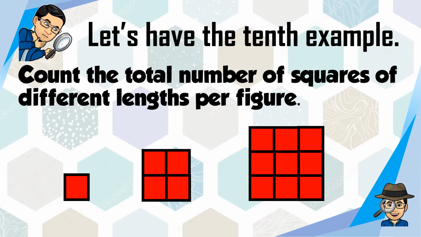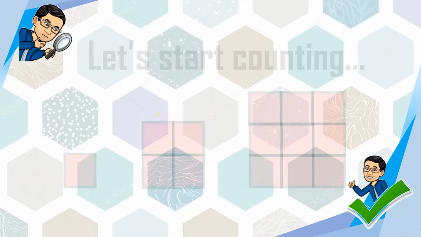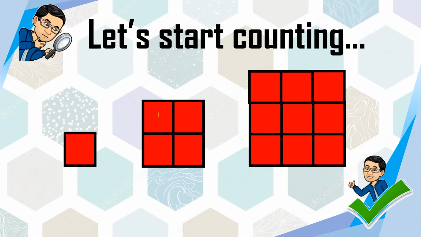So, kung makikita nyo, ayan, magkakaroon tayo ng iba't ibang sukat ng square. Like, for example, 1 by 1, 2 by 2, 3 by 3, 4 by 4, and so on, based sa given figure natin. Okay. So, let's start counting. So, sa unang square, kung makikita nyo talaga, isa lang ang square na isang sukat lang ng square makikita. So, 1 lang.